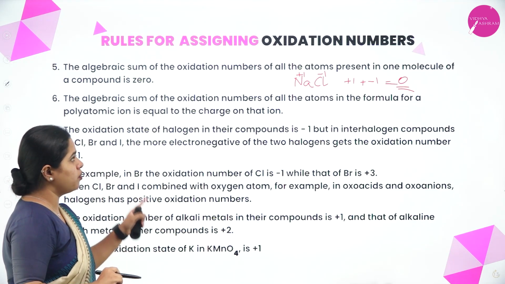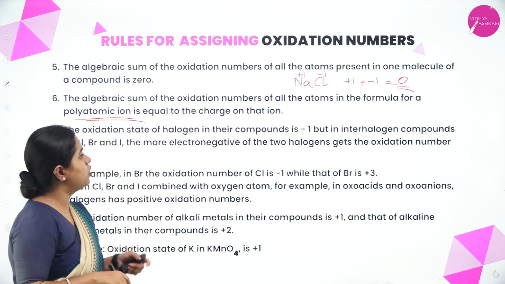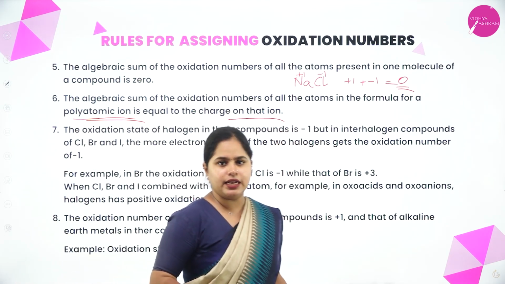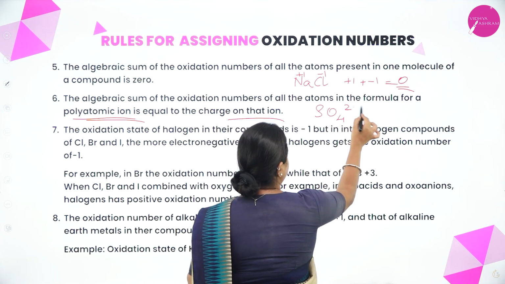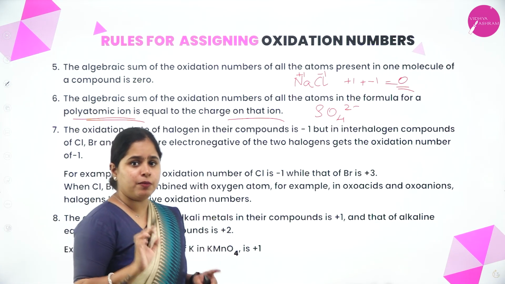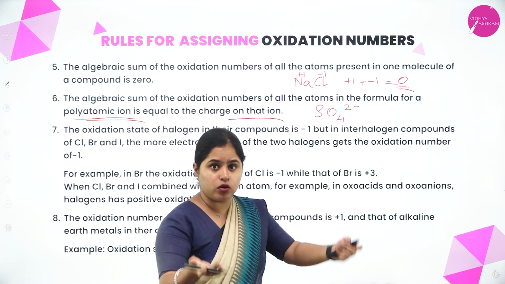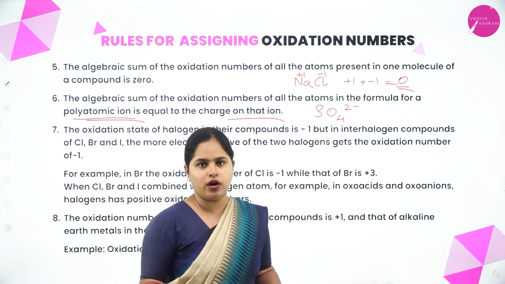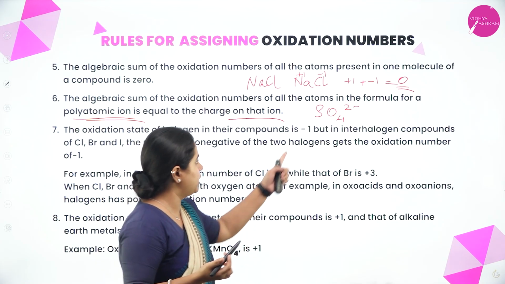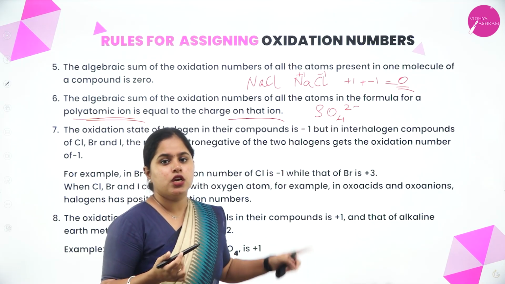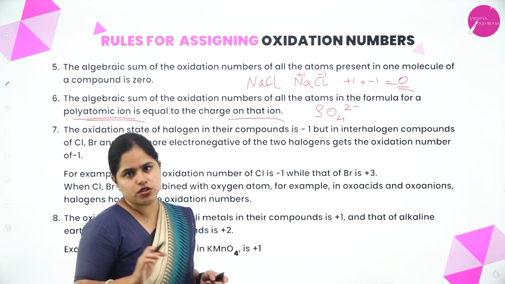Now, the next one: the algebraic sum of the oxidation numbers of all the atoms in the formula of a polyatomic ion is equal to the charge on that ion. You can see here NaCl doesn't have any charge, right? It is a neutral molecule. For example, if I am taking SO4 2-, and adding the oxidation number of sulfur and the oxidation numbers of oxygen, it should not be equal to 0, it should be equal to -2. That is what it means. In this case, SO4 2-, there is a charge, so the sum is equal to -2 and not 0. I hope it is clear.